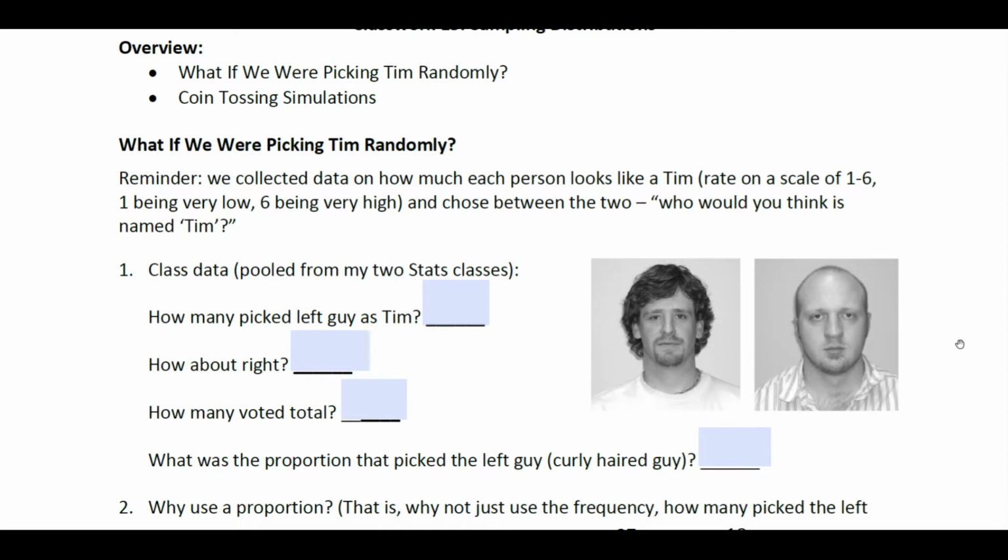People have different answers. And then I ask, okay, between the two of them, if I told you one of them is named Tim, who would you think is named Tim? The guy on the left or the guy on the right? So you may want to just decide for yourself before we continue. Who do you think is Tim? The guy with the curly hair, the guy with not so much hair.